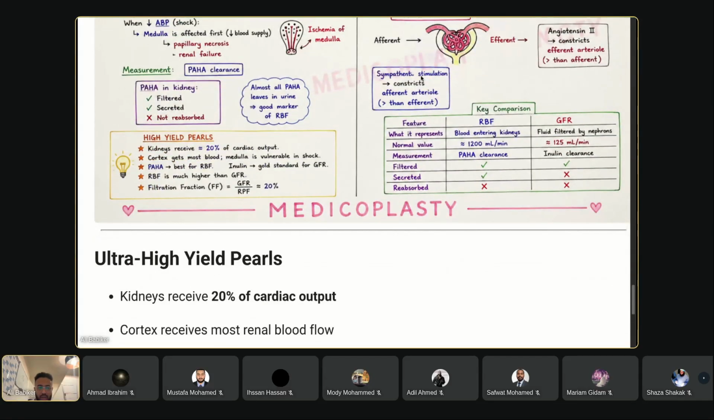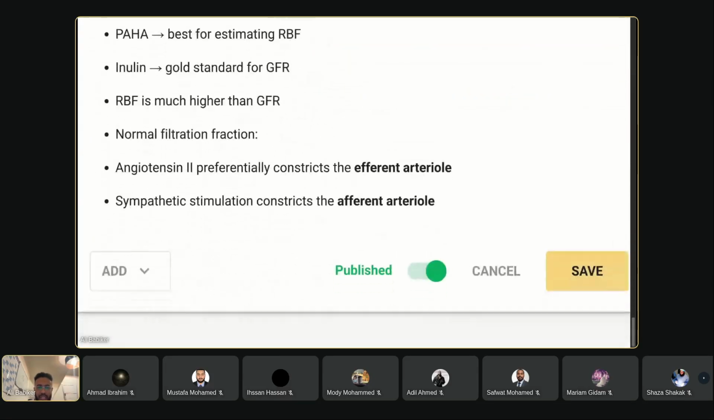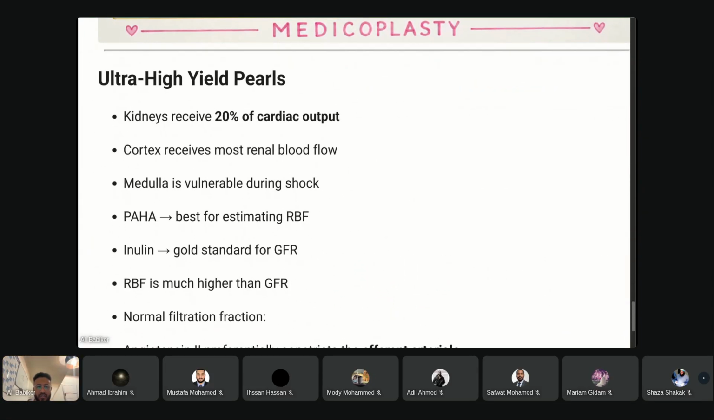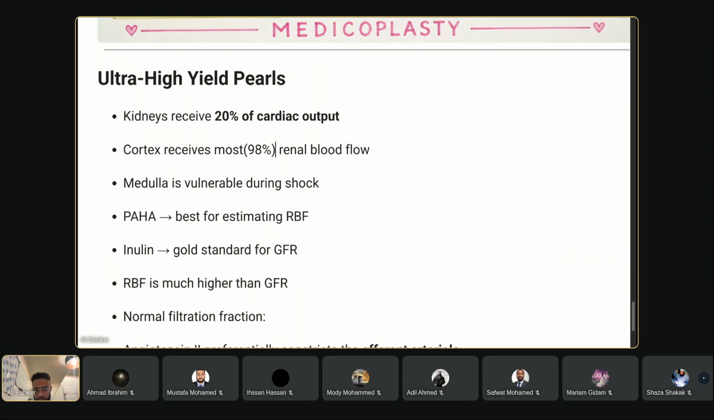You can read this message later on. If you have 20 minutes and your exam is tomorrow: the kidney receives 20% of cardiac output, which is 1.2 liters. The cortex receives most of the blood flow, which is 98%. The medulla is vulnerable during shock. Why? Because there's low blood supply to it, just 2%.